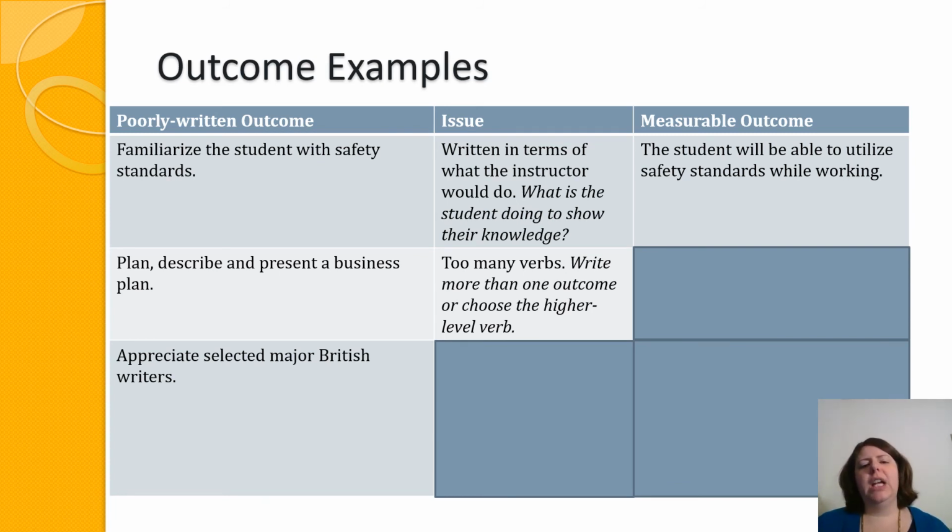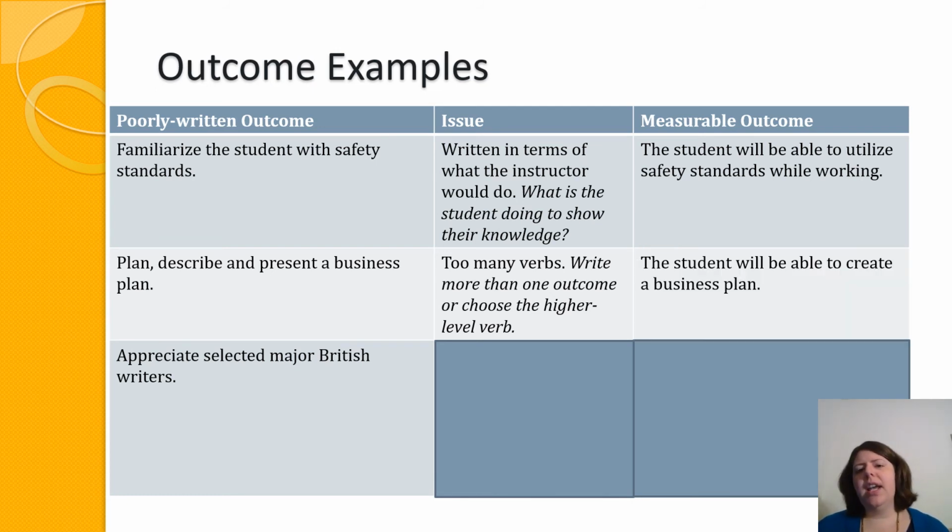So to write a better outcome, we want to pick one of those verbs. We could write out all three of those outcomes separately or choose the higher level verb. I went ahead and said those 3 steps all could be encompassed using the verb create. The student will create a business plan.